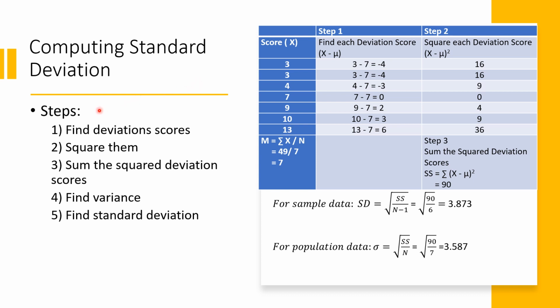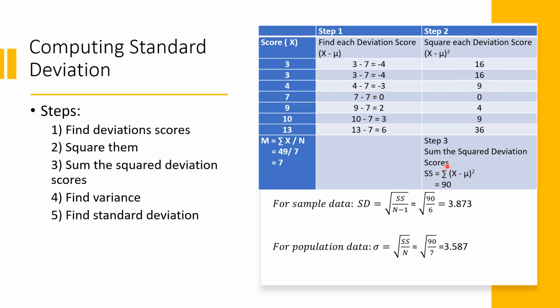So the first step is to find the deviation score for every score. Again, we did this previously. 3 has a deviation score of -4, and so on. You just do that for all of them. Find each score's deviation from the mean of 7 in this case. The next thing you do is you square these deviation scores, which I did over here in this column. Then what you do is you sum all of these squared deviation scores, and you'll get 90.